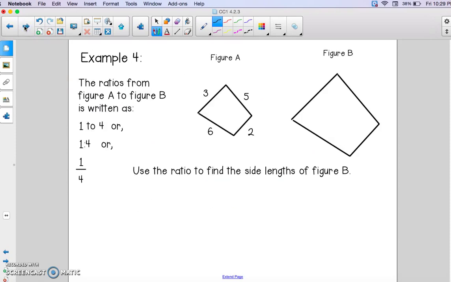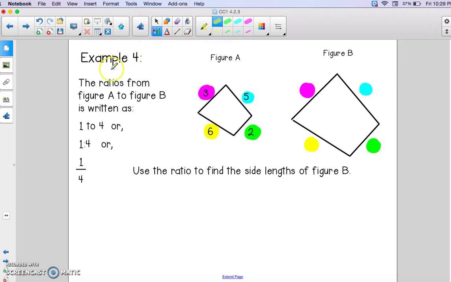Now, in your homework and in the classwork that you're going to be working on today, there's going to be some examples where you need to go from figure A to figure B using the ratio that they give you. So you're going to use the ratio to find those side lengths of figure B. So we're going to go through how to do that. Again, I'm going to use my highlighter to show the corresponding sides and where they go. So that 3 is going to correspond to that side length, the 5 to the one over there. And you're going to be doing this on Notability, so it might be a good idea for you to use color if that helps you.